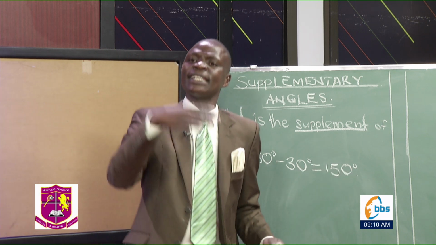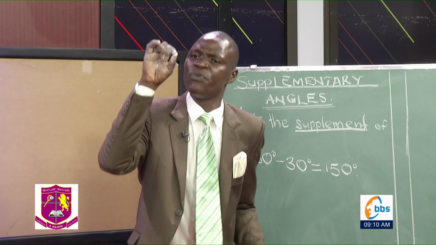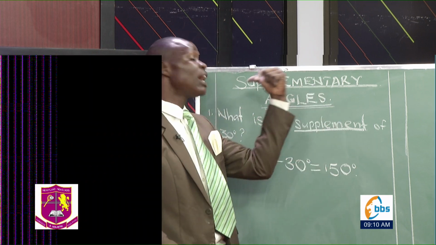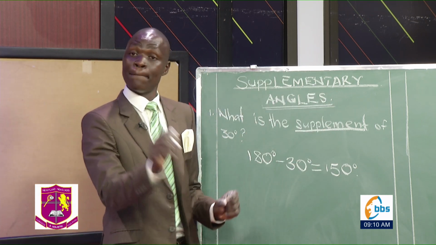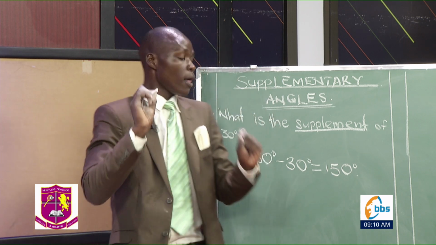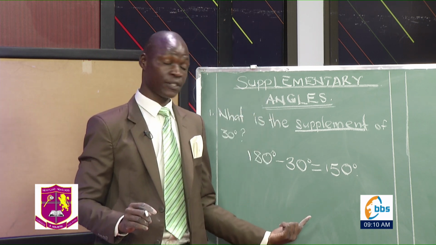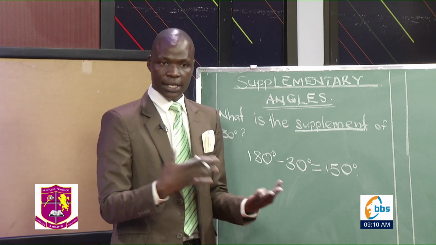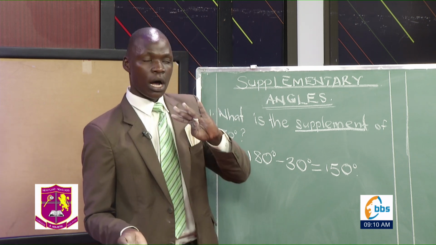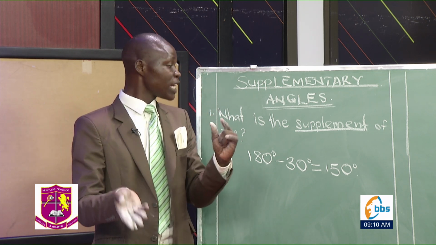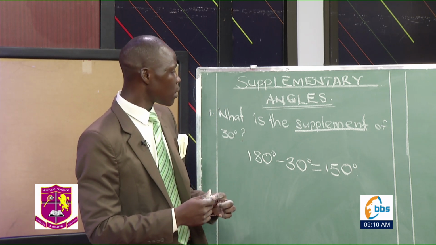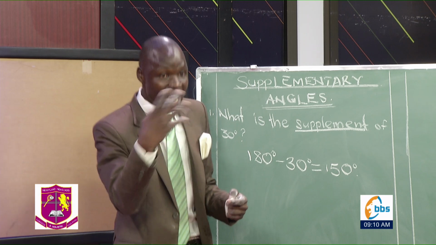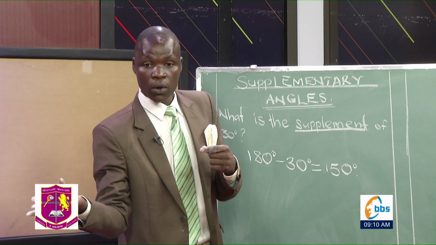And also the supplement of 150 degrees is now 30 degrees. Why? You will still get 180 degrees minus the given angle, and you will get 30 degrees. So it is vice versa. The supplement of an angle, an angle is a supplement of the other.